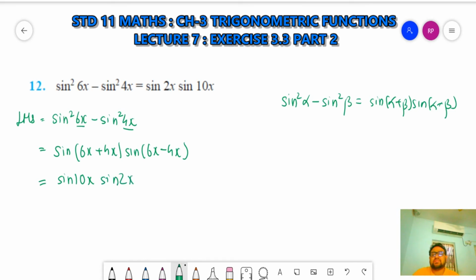That is the RHS. See here, it's just that it's in another order: sine 2x is written first and 10x is later. So this is equal to RHS. Yeah. So this was about question number 12. So just note it down.